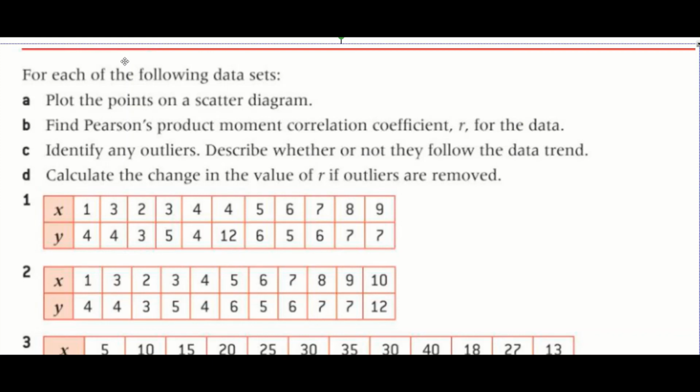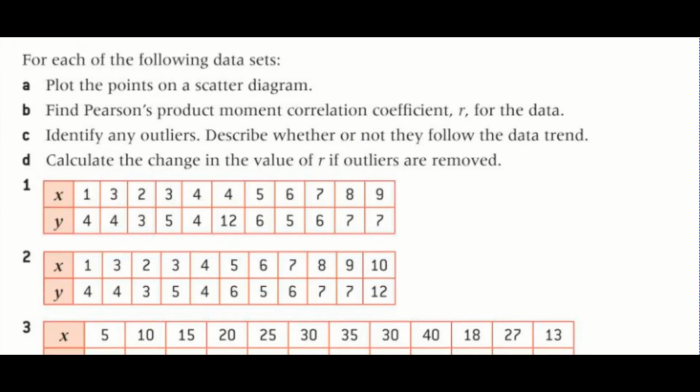delete them from your set of data and recalculate the value of R and find out how much R has changed. So I don't want to know the new value of R, I want to know the change in R. So you'll have to do a calculation where you find the difference between the first value with the outliers and the second value without the outliers. You're going to do this for these 3 sets of data.